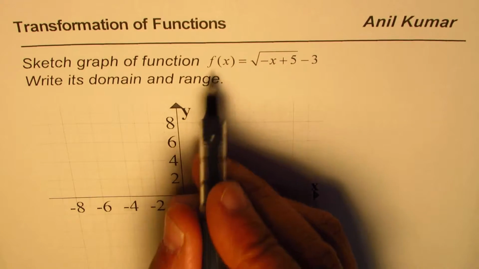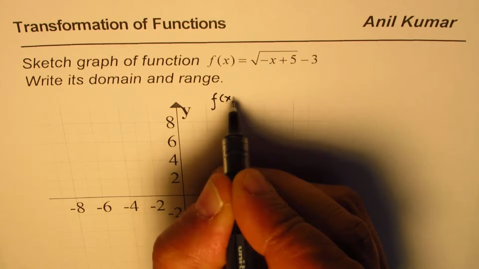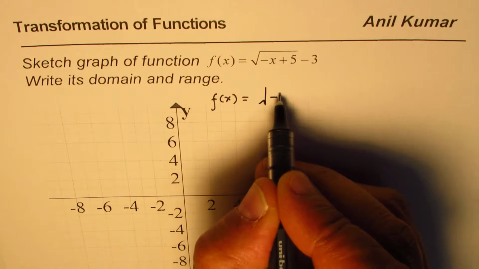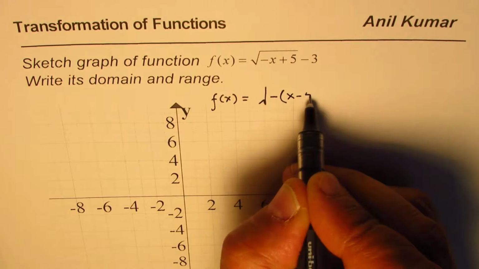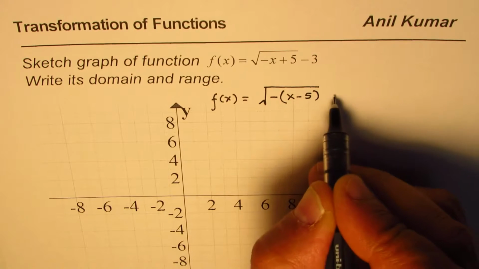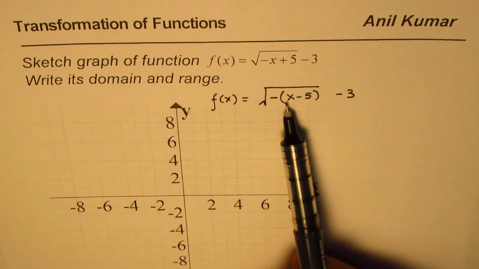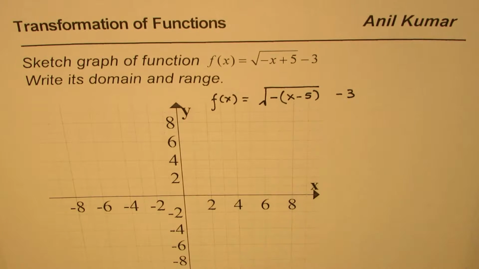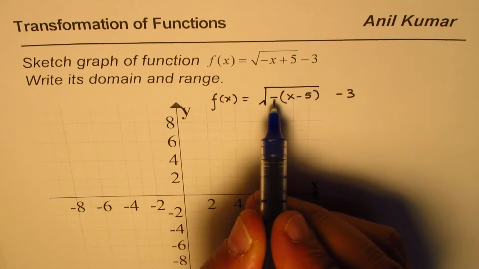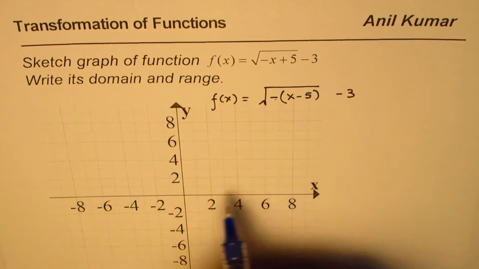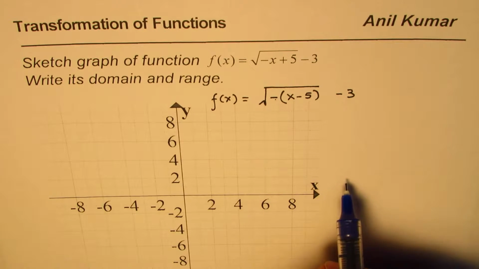So let me rewrite the function as f of x equals square root of, let me take minus common. So if I take minus common, I get square root of minus x minus 5, minus 3. This is indeed a very important step. Always you should factor out the coefficient of x. Now you clearly see that the transformation of the function is a reflection on the y-axis, the horizontal reflection. You have moved 5 units to the right and 3 units down, correct?